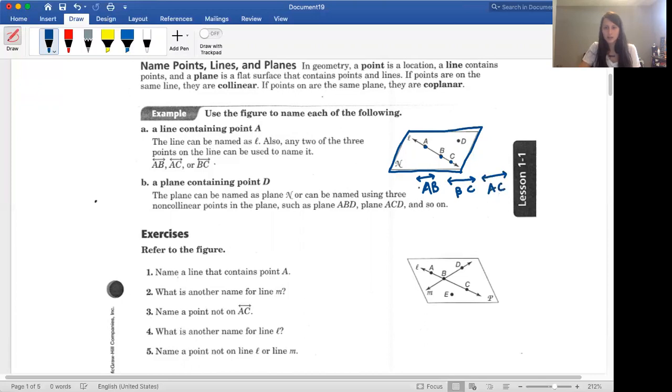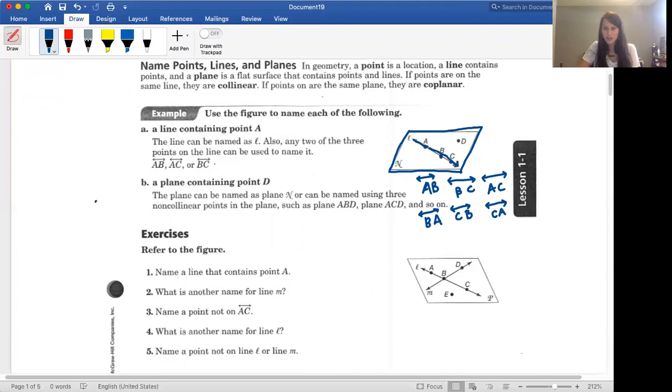AC. Now, could I reverse these letters? Would that be okay? Sure. So there's technically, I guess, 6, or even, we're going to say in a second, 7 names for this line. So you've got many, many options, and they're all correct. So these are all names for this specific line.